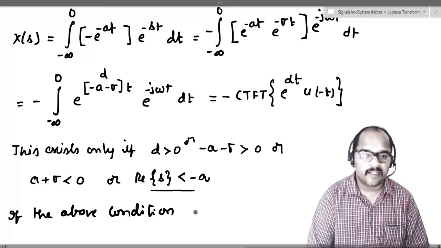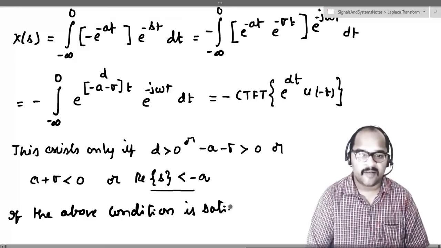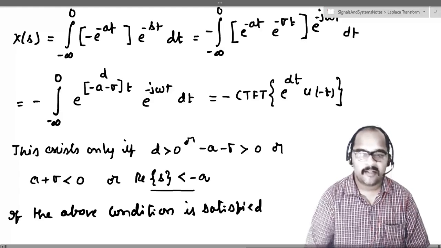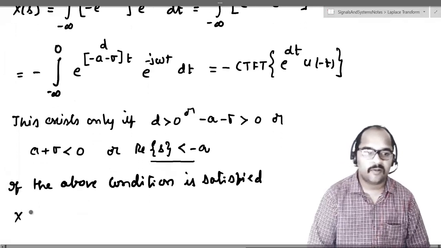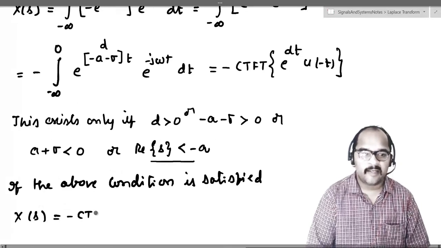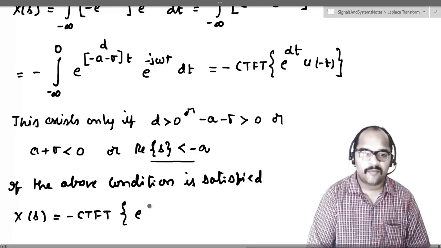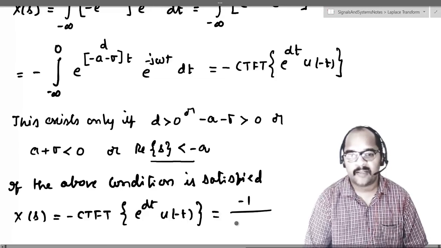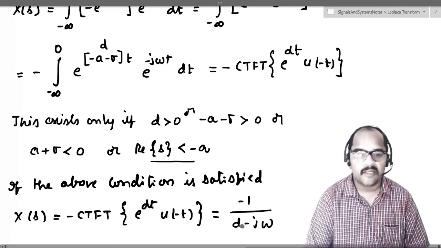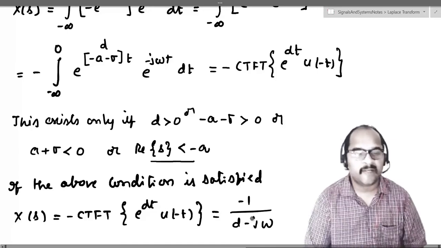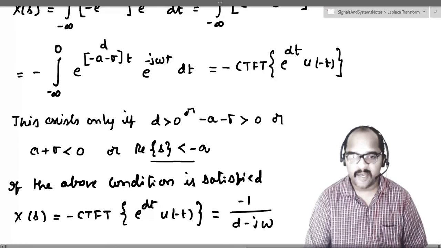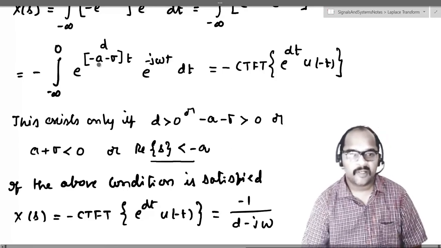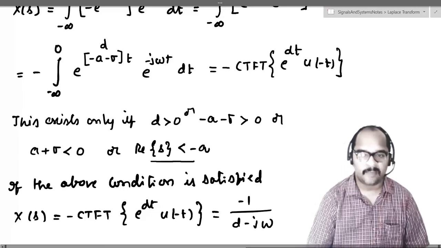We'll write down that if the above condition is satisfied, what do we get? X of s should be equal to how much? Minus CTFT of e power d t u of minus t. So that should be equal to how much here? Minus 1 by d minus j omega, since e power d t u of minus t has d minus j omega as the Fourier transform. Correct? E power a t u of minus t will have 1 by a minus j omega; instead of a we have d. But what is d here? D is nothing but minus a minus sigma. So let us substitute that.